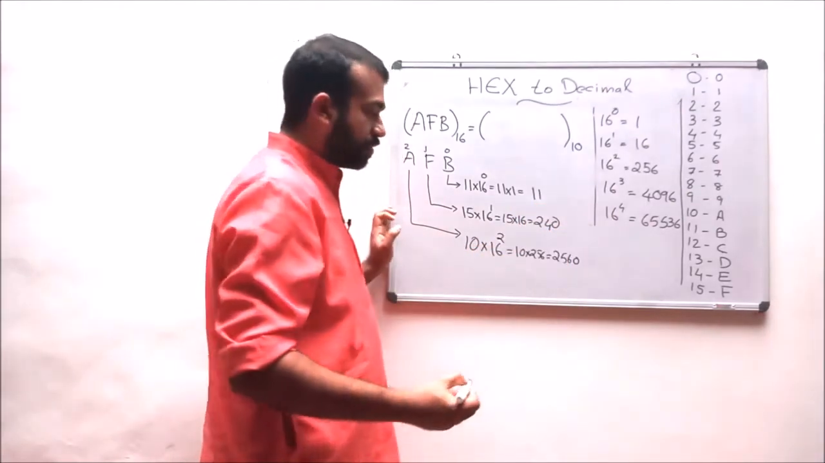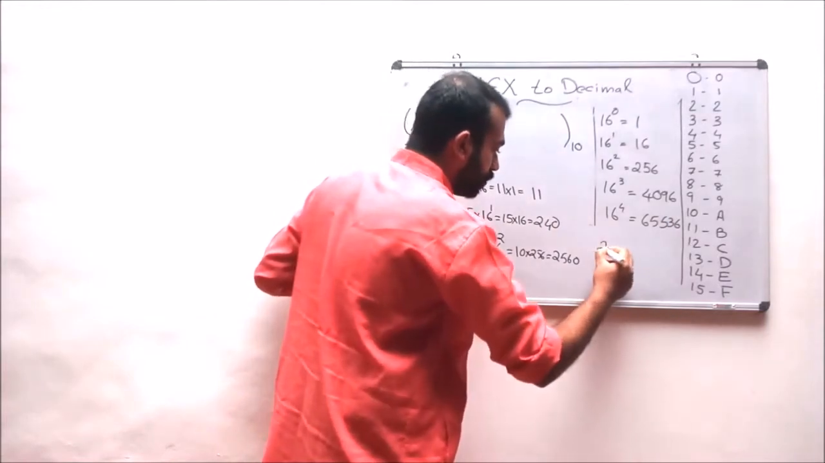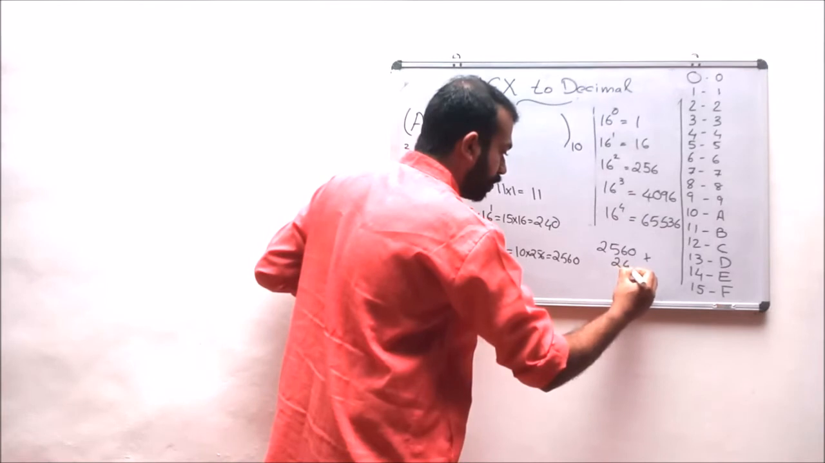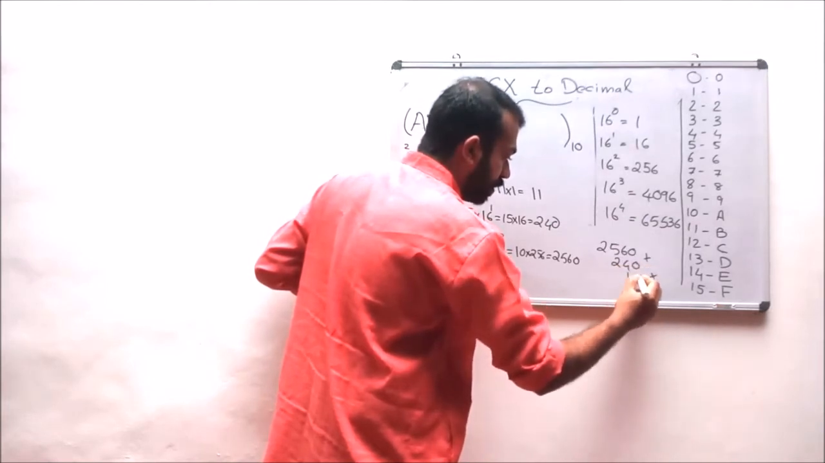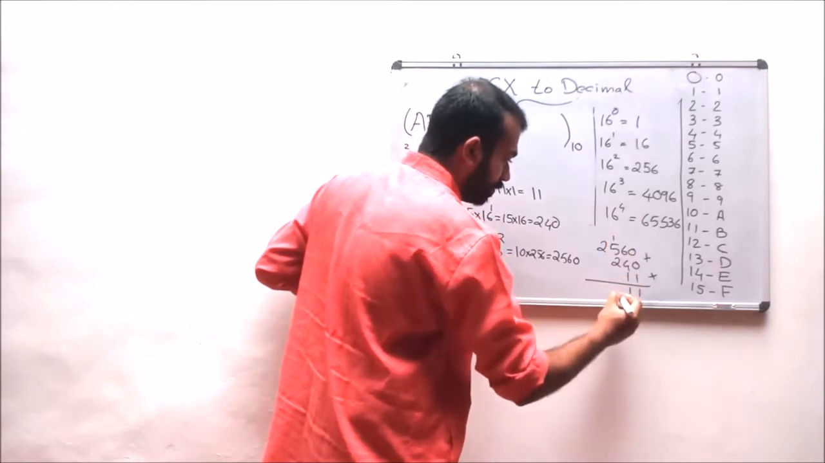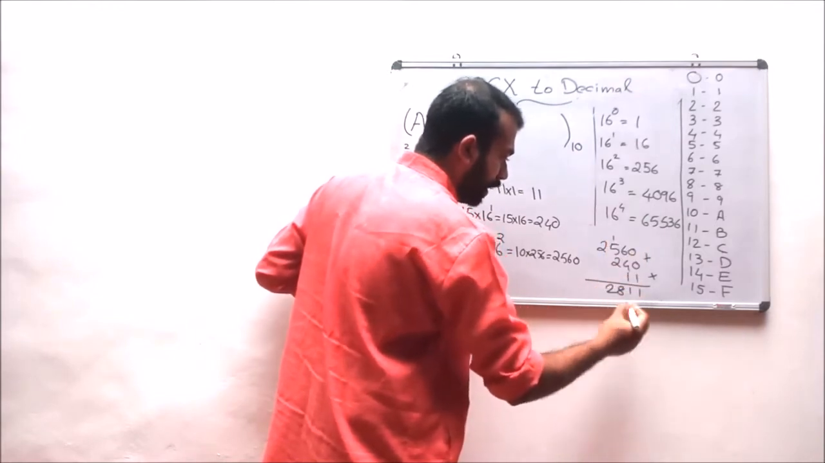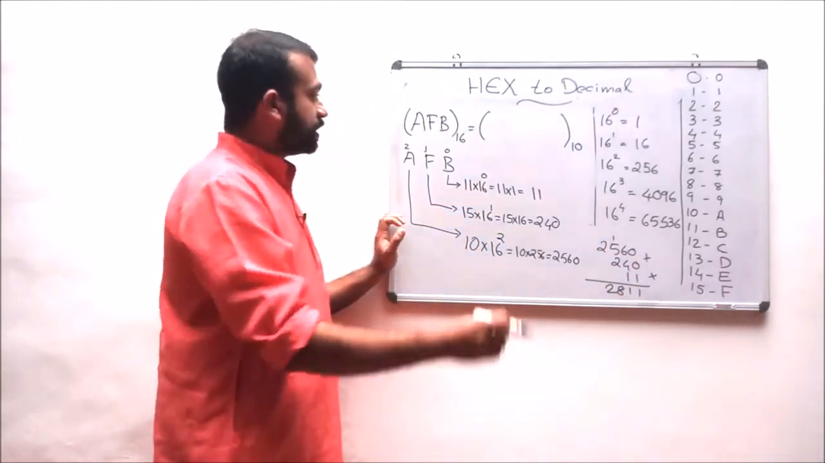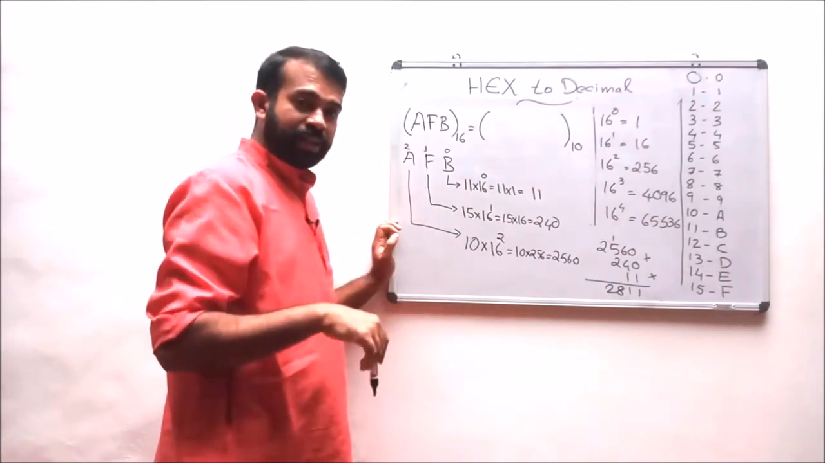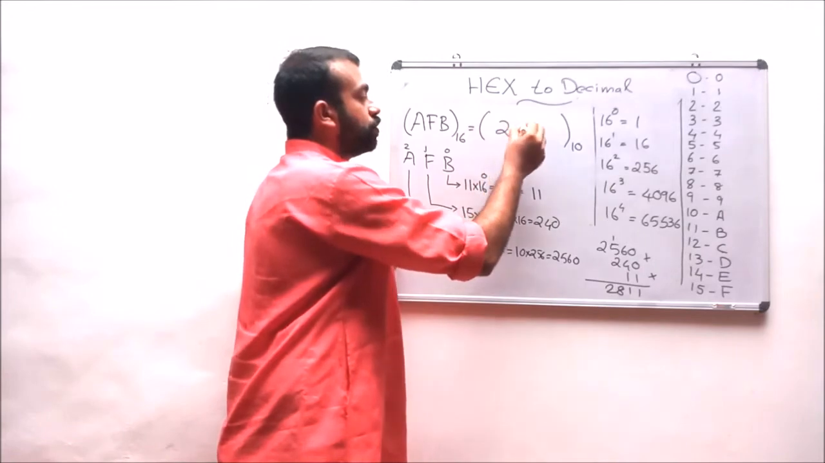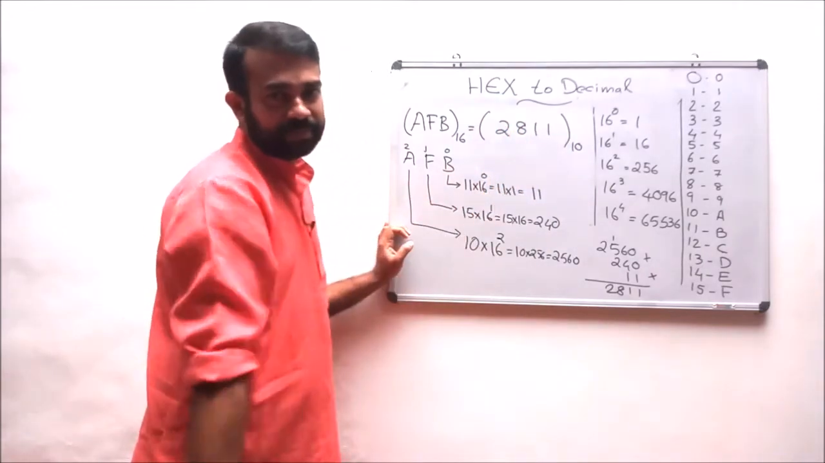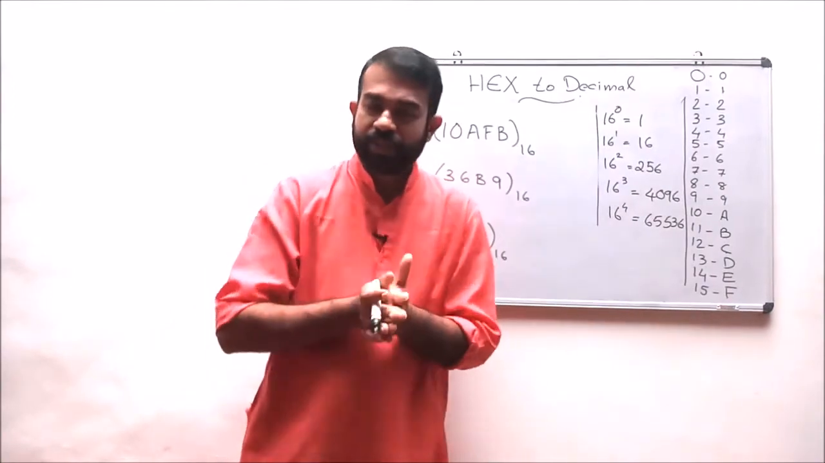So finally, what we have to do is add all these. 2560 plus 240 plus 11, which is 2811. That is, the hexadecimal number AFB can be represented in decimal as 2811 to the base 10. So my dear students, I hope you have understood this topic.